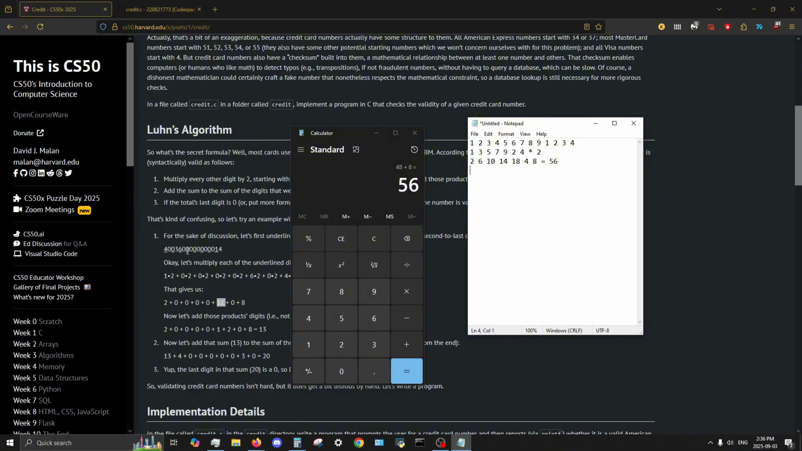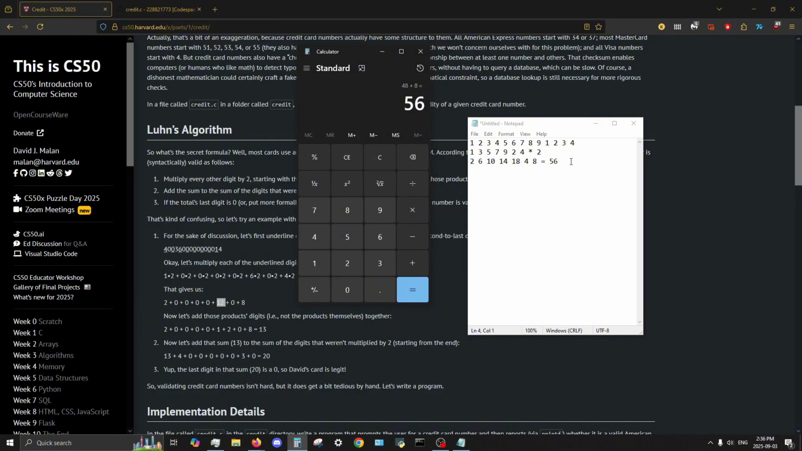Yeah. Alternate numbers, multiply them by 2, and then add them. Oh no, we don't add it like this. We need to separate the numbers, right? So it's 1 plus 0 plus 1 plus 4. It's 2 plus 6 plus 1 plus 0 plus 1 plus 4 plus 1 plus 8 plus 4 plus 8. 35. Right?